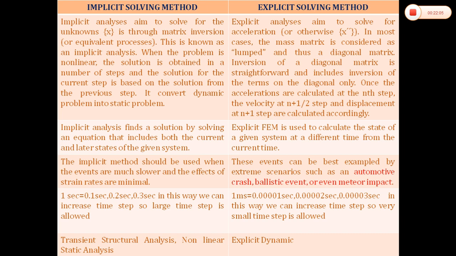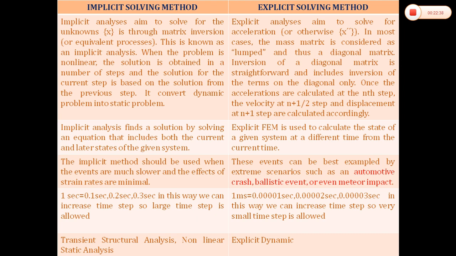Whereas the explicit analysis aims to solve for the acceleration. In most cases, the mass matrix is considered as lumped, and thus a diagonal matrix. Inversion of a diagonal matrix is straightforward, and it includes the inversion of the terms on the diagonal only. Once the accelerations are calculated at the nth step, the velocity at n plus half step and displacement at n plus 1 step are calculated accordingly.